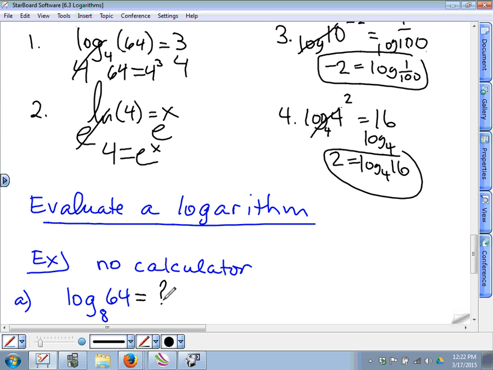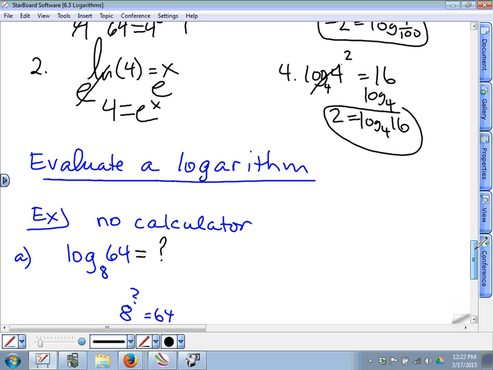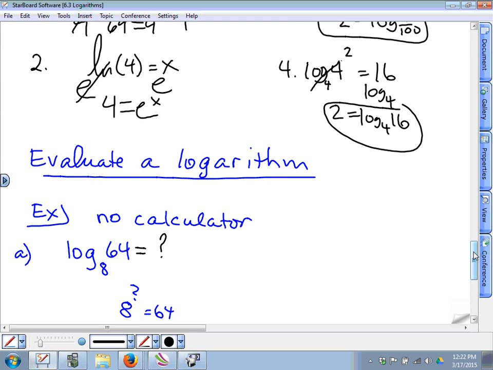If you're unsure of what it equals in logarithmic form, guess what you can do? You can rewrite it in exponential form. Those two things right there that I have written mean the exact same thing. They're just in different forms. One's logarithmic, one's exponential. So looking at it this way, is the answer more clear? It has to be 2. Log base 8 of 64 equals 2. That's one way that you can evaluate a logarithm.